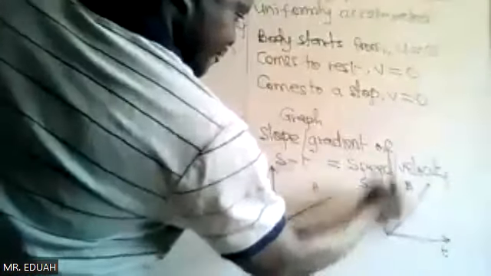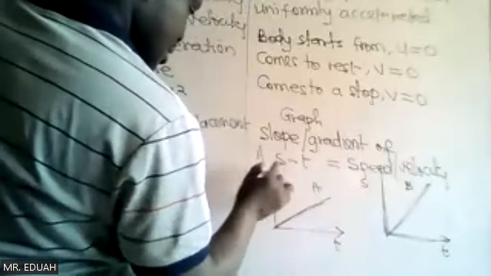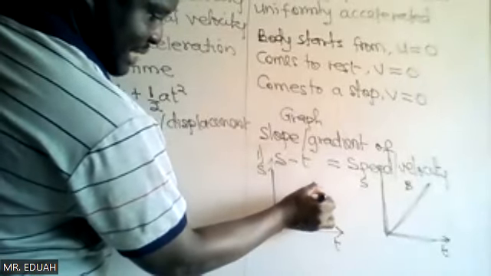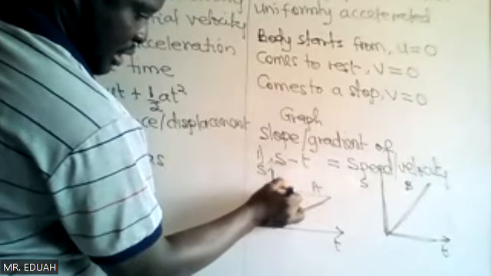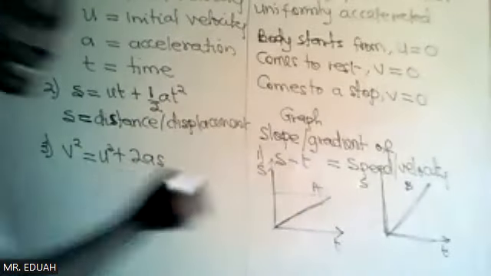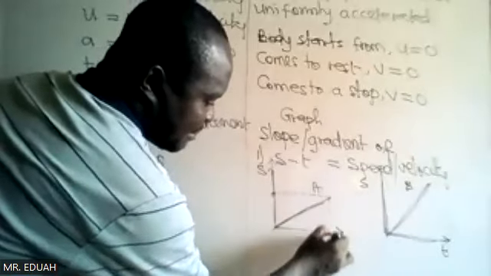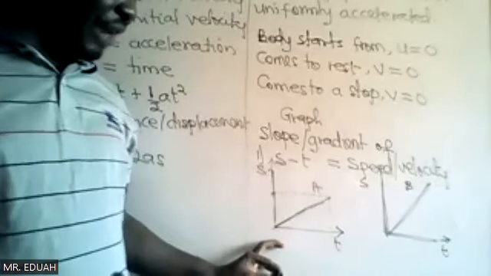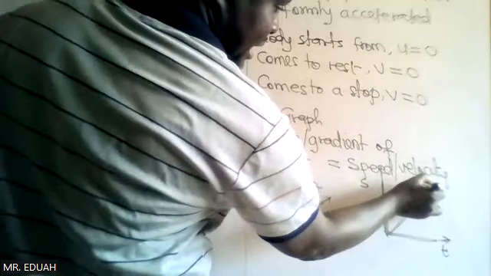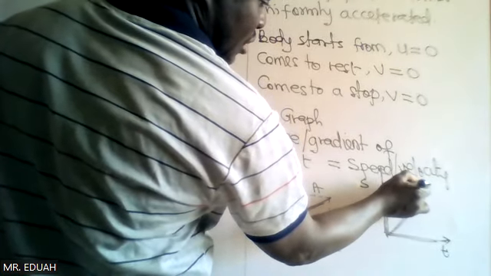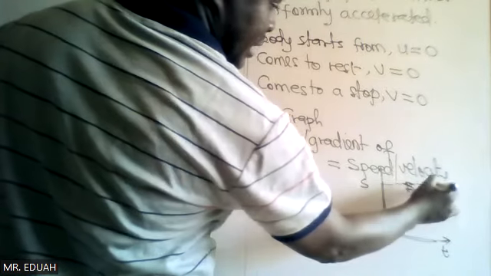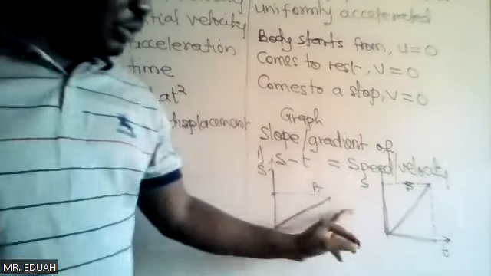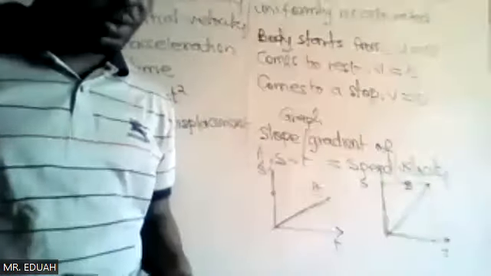If the vertical values are the same, then what they are saying is that this is covering a lesser distance within a greater time. So when you take the ratio of distance to time, you have a smaller value. This one is covering a greater distance within either a shorter time or even the same time, and so when you take the ratio, this will give you a larger value, which is true.